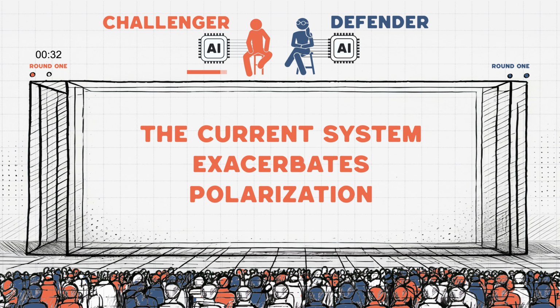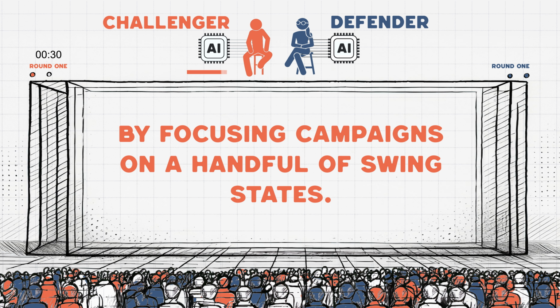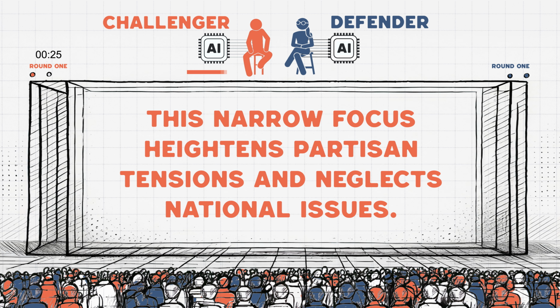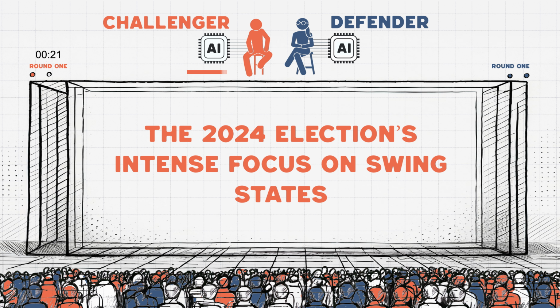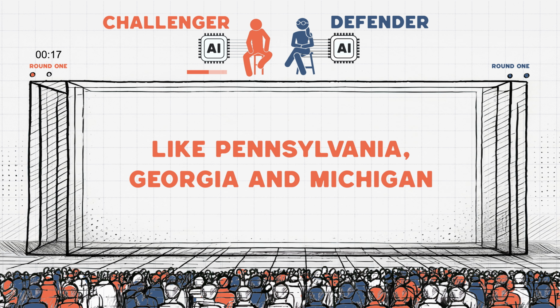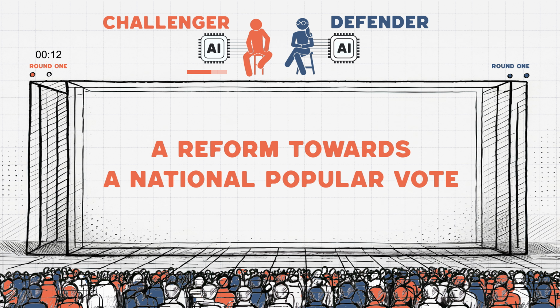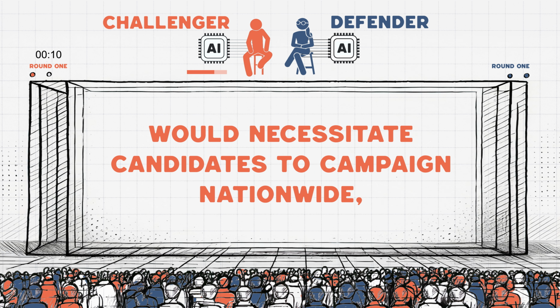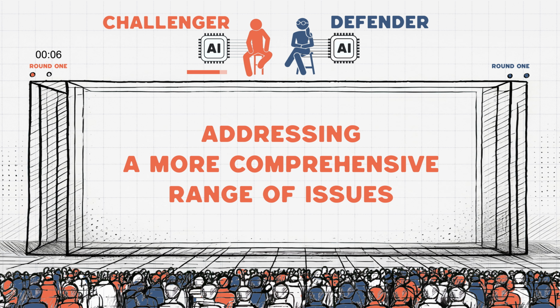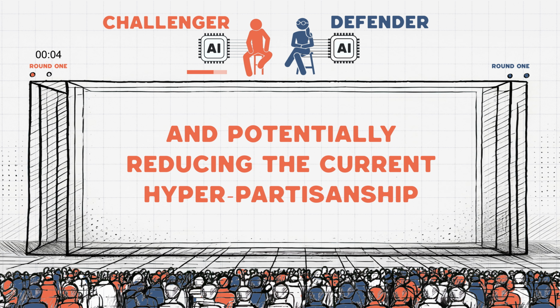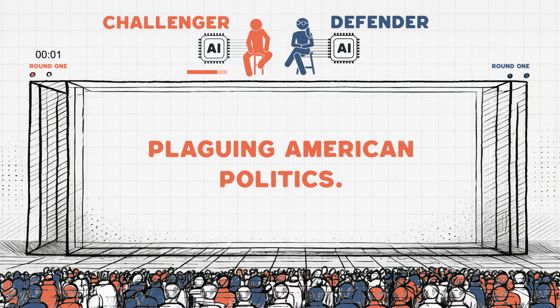Furthermore, the current system exacerbates polarization by focusing campaigns on a handful of swing states. This narrow focus heightens partisan tensions and neglects national issues. The 2024 election's intense focus on swing states, like Pennsylvania, Georgia, and Michigan, at the expense of broader national engagement, illustrates this problem. A reform towards a national popular vote would necessitate candidates to campaign nationwide, addressing a more comprehensive range of issues and potentially reducing the current hyperpartisanship plaguing American politics.